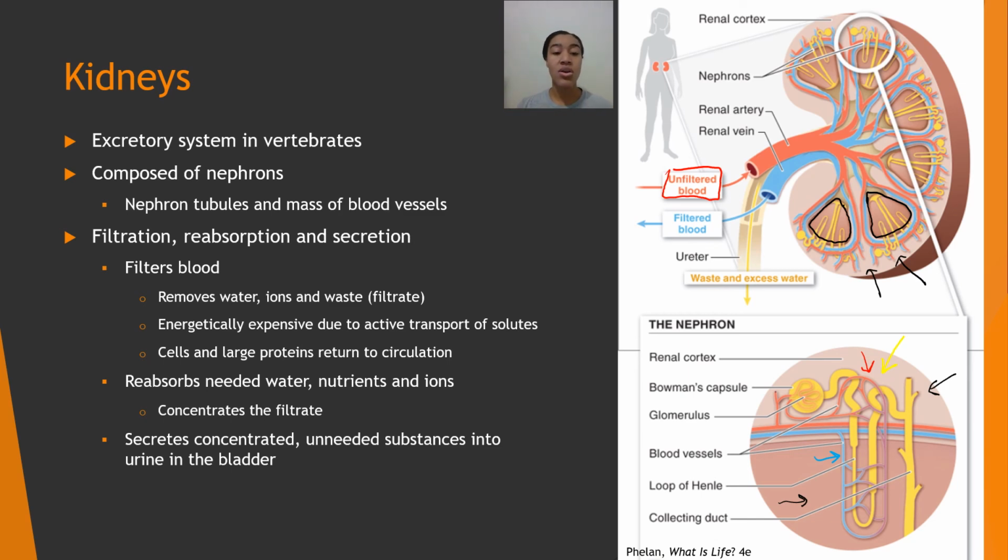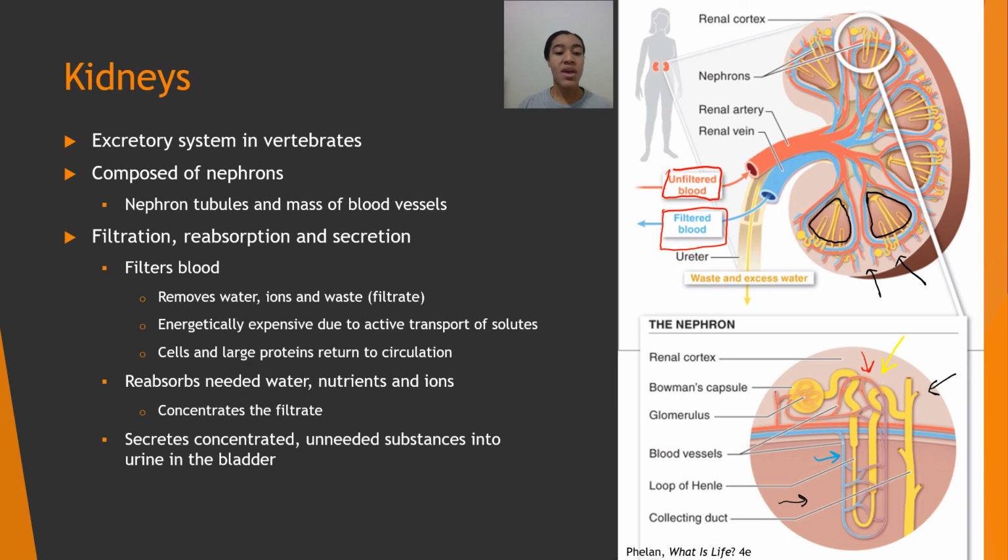So all of the water, salts, various ions, and waste will be removed from the blood and collected into a sac on the nephron. And once it's collected, it's no longer called blood, it's actually called filtrate. And then the blood cells and any large proteins will actually remain in the artery and go back to the body and leave the kidneys via the veins. And the main vein that leaves the kidneys is the renal vein, which you can see here in blue in this image.